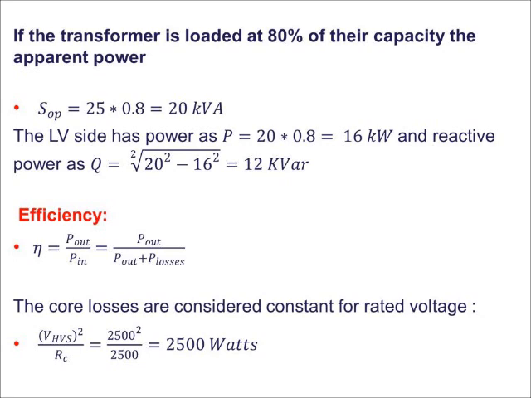Your efficiency will be calculated as your output power divided by the input power, and we have to remember that your transformer is usually connected to a constant input voltage, so the core loss will be considered constant, because we have a magnetizing branch in parallel with the voltage coming from the feeder, okay? So we can calculate core loss as the voltage on the high voltage side squared divided by the core resistance, which is 2500 squared divided by 2500. So the core losses are 2500 watts, and they do not vary with the operating conditions.